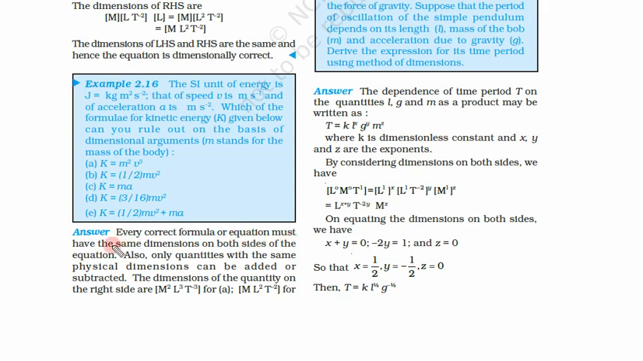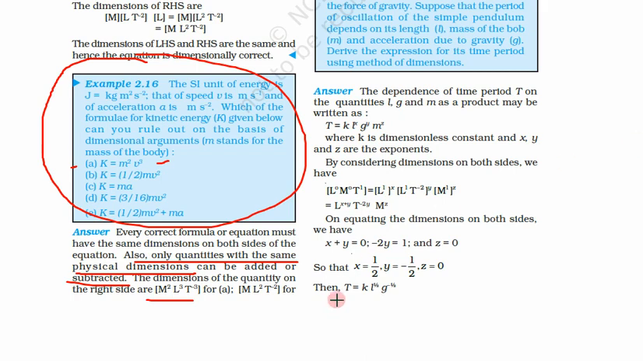Every correct formula or equation must have the same dimensions on both sides of the equation. Also, only quantities with the same physical dimensions can be added or subtracted, that we have learned. Mass can be added to mass, length can be added to length, and for consistency the left hand side must be equal to the right hand side. So we must see this consistency, the dimensions of a quantity on the right side. But there are two basic rules.